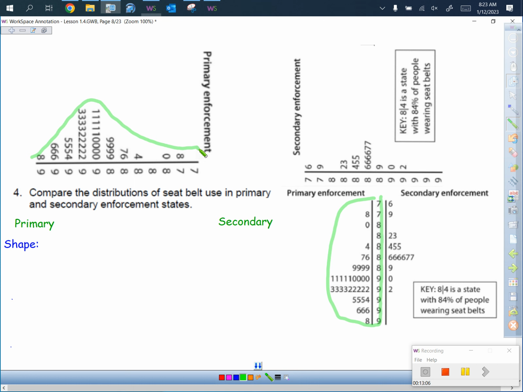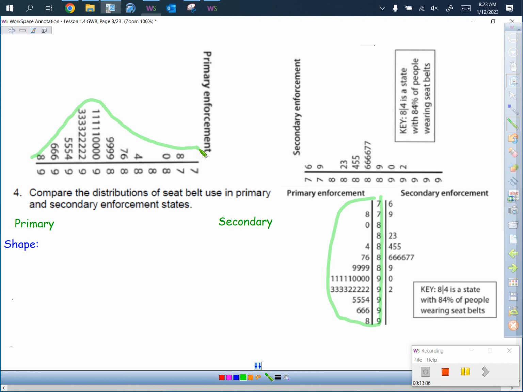Let's talk. Fairly symmetric. What do you think? Yes or no? I don't think so. Has it got some skew to it? Yep. Which way do you feel that it's skewed? I totally agree that that looks like it's skewed to the right.